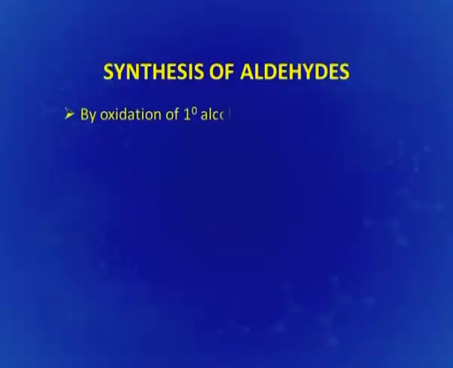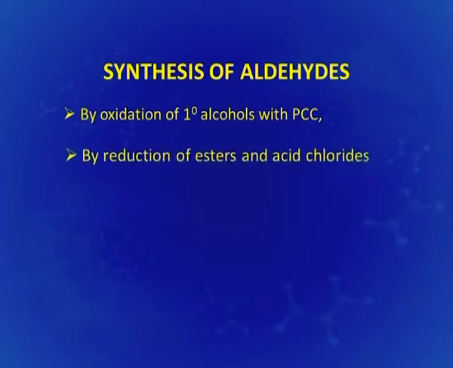These are the general methods to synthesize aldehydes. First method is oxidation of primary alcohols by using PCC. PCC is nothing but pyridinium chlorochromate. And the second method is reduction of esters and acid chlorides.